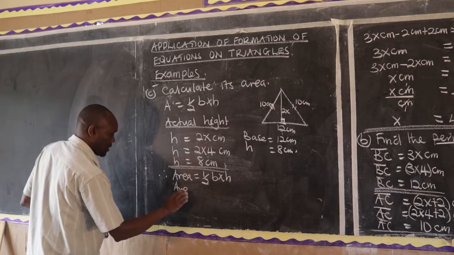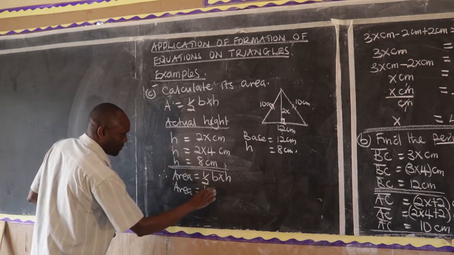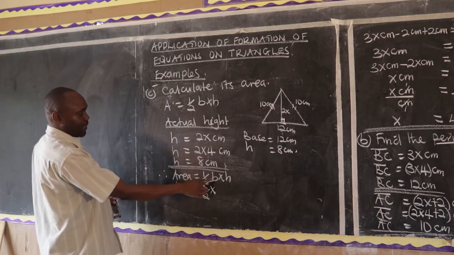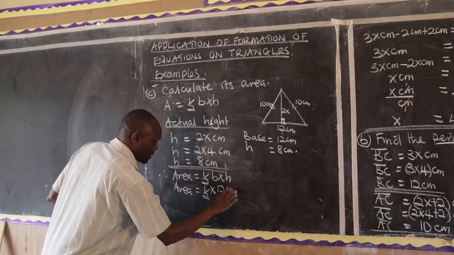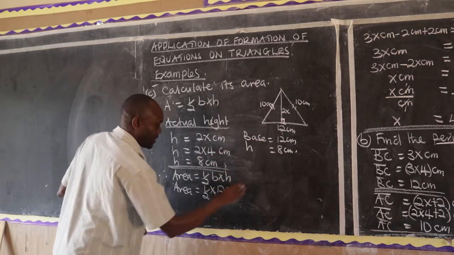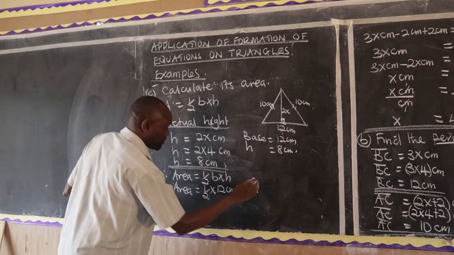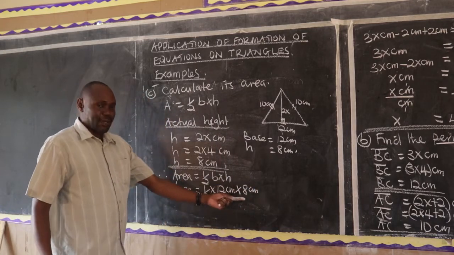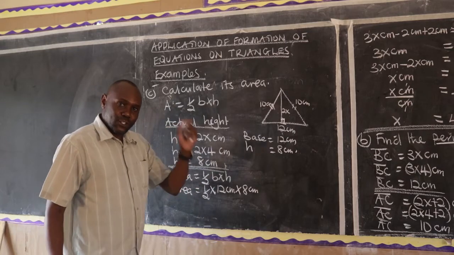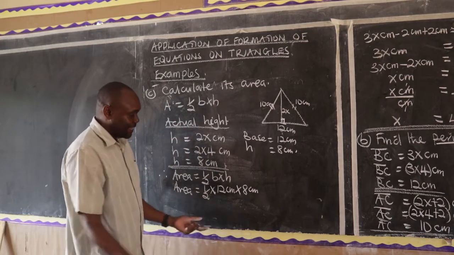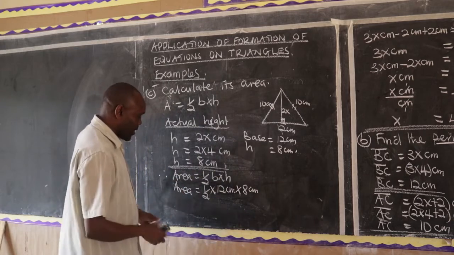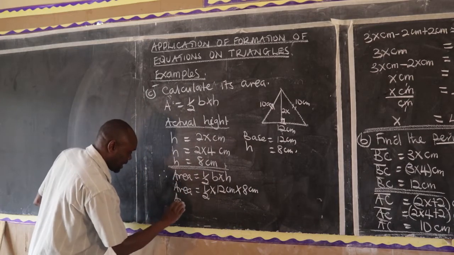So the area will be half times the base. The base is 12 centimeters times the height, which is 8 centimeters. That first step is for substitution, not for cancelling, dividing. You want to multiply, you want to do what? No. Leave it like that.